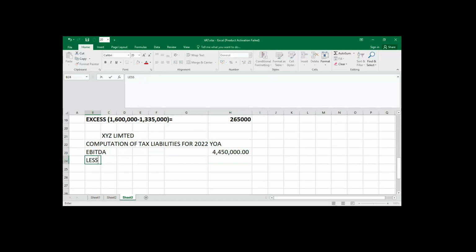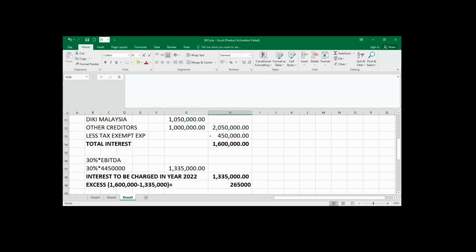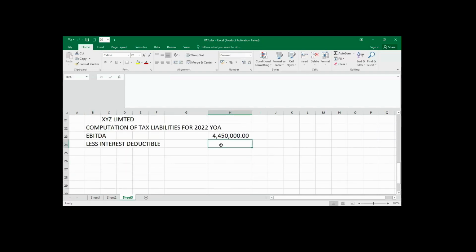That interest that you said you qualify. Less interest deductible. Out of the 1.6 million, we said only in this year, only 1,335,000, according to 30% of EBITDA. So you now less 1,133,500. So it will be less from that information. The resulting figure will give you what is called assessable or adjusted profit.